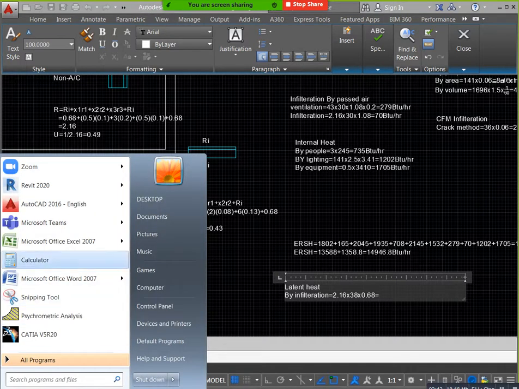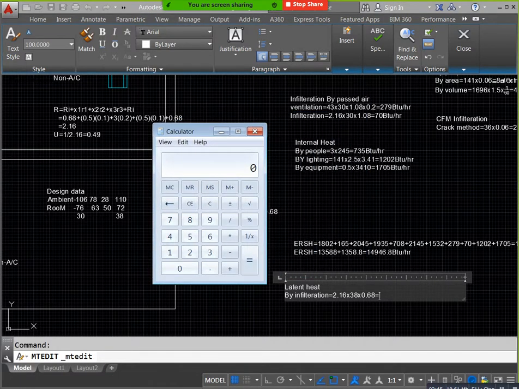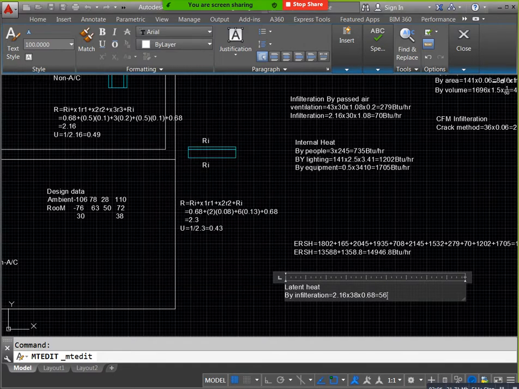Now I am calculating here 2.16 into 38 into 0.68. Now you can see 55.81. Now considering this one, 56 BTU per hour.